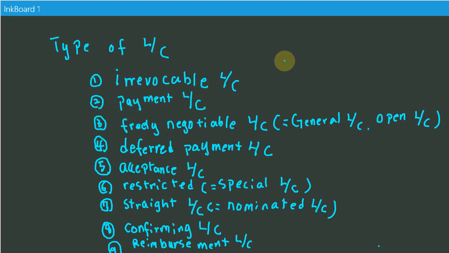So let's go to the number 10 type of LC. Documentary LC, number 10. We need to study documentary and clean LC. This LC is different. This is a contrary concept, okay?